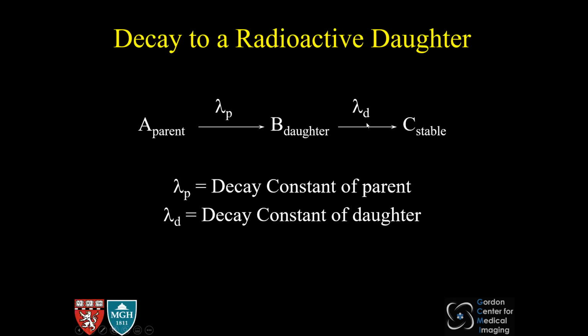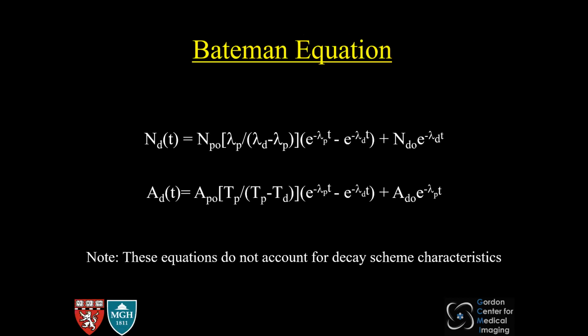lambda P, lambda D. All right, so how do we figure out the activity and amount of daughter atoms that we have over time? Well, we know what the decay equations are for the parent, right? So we can just create some simple ordinary differential equations that will help us calculate out what the number of daughter atoms is going to be and what the activity there is. Okay.